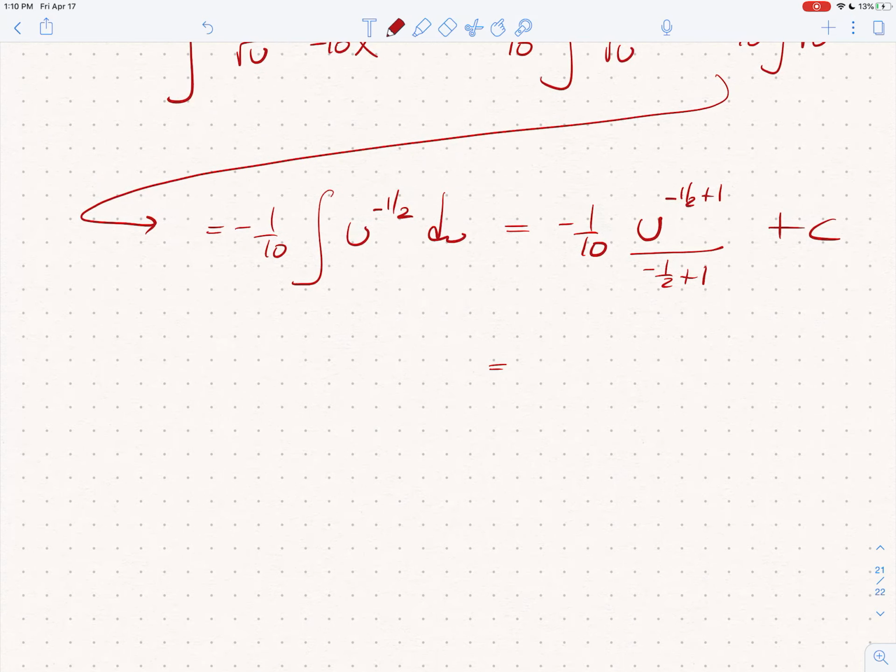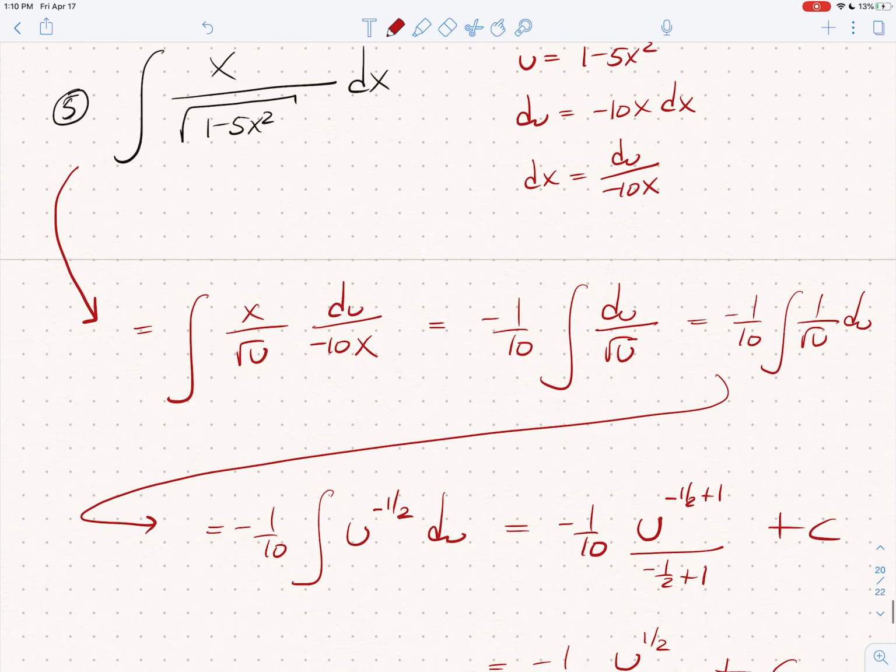So this is going to be negative 1/10 times u to the positive 1/2 over 1/2 downstairs. The half is going to flip up, and I'm going to have 2 over 10, which is going to give me a fifth. So this is negative 1/5 square root of u plus c. I forgot the plus c on that line. And so now I've got it.